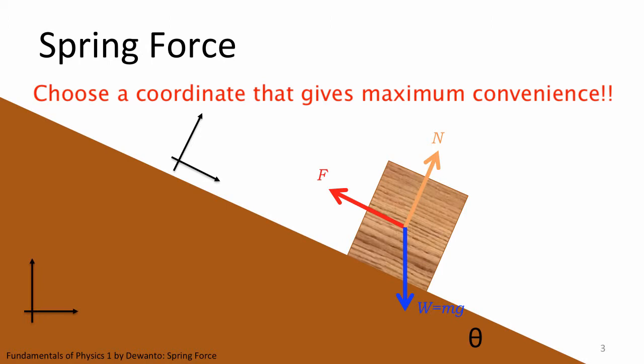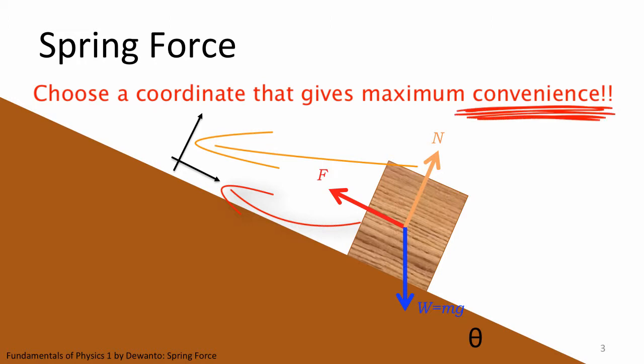Because if we are using the first coordinate, only the weights are already aligned along the vertical axis, and hence we will have to resolve f and n. But if we are using the latter, f and n are already aligned along the horizontal and vertical components of the coordinate, and we just need to resolve w. Fewer forces to be resolved means less work and fewer potential mistakes. That's what I mean by choosing a more convenient coordinate.